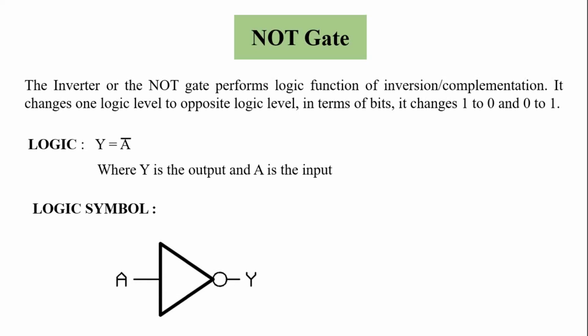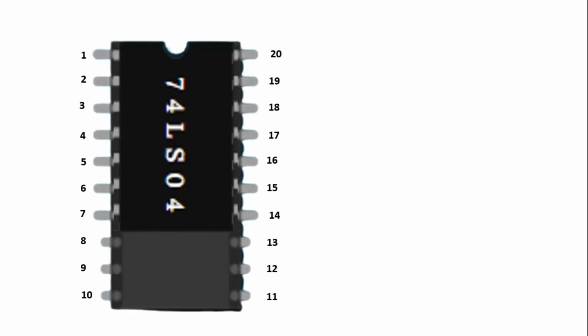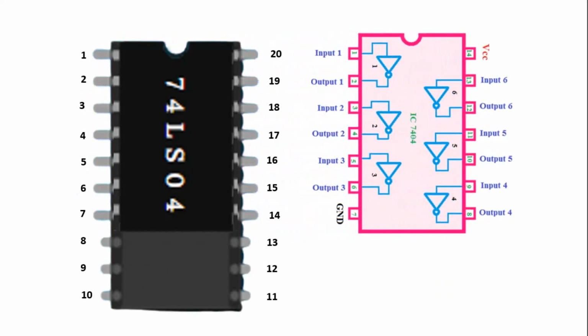In the virtual simulator, we have to take IC of NOT gate. IC number 7404 is NOT gate IC. IC 7404 is placed on the IC base. Now we will see the pin configuration of IC 7404. IC 7404 is a 14 pin IC.